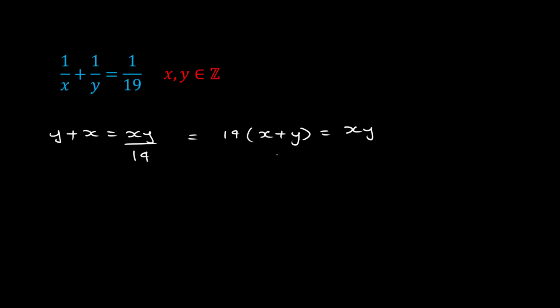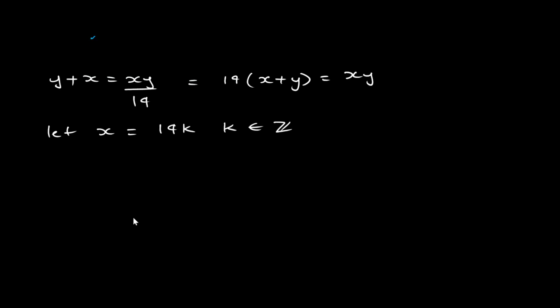So what we can do from here is assume that x is equal to 19k, where k is a constant, or we could say that y is equal to 19k. This is a symmetric equation, so we could take either x or y to be equal to 19k. So what I'm going to do is let x be equal to 19k, and k is also an integer. So k is an integer, keep that in mind.